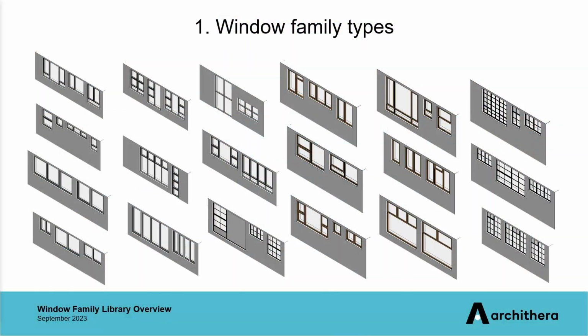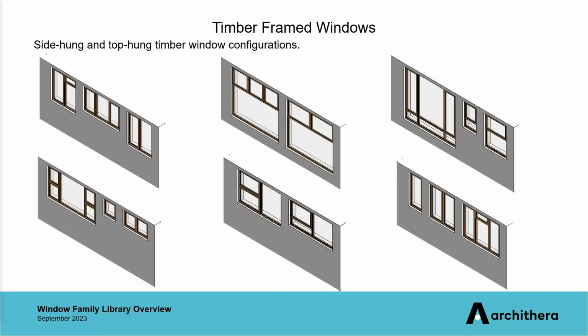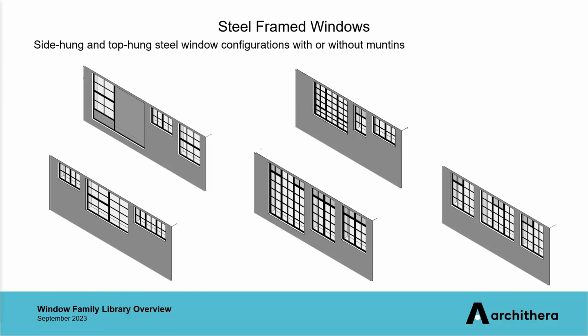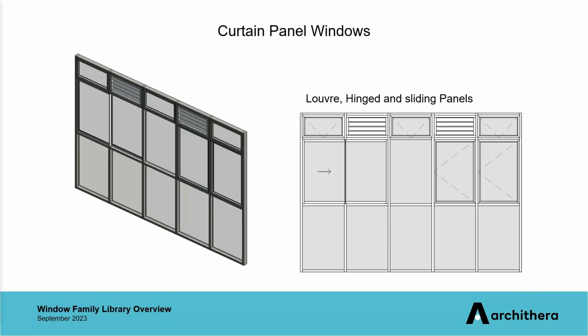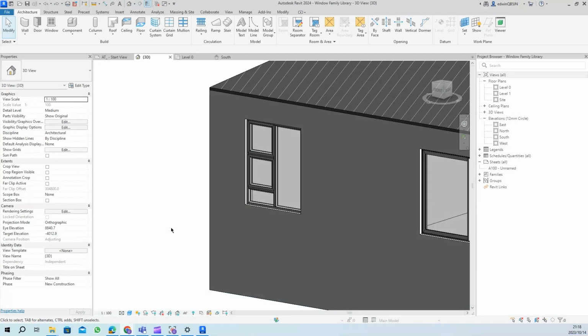Our window families are also fully parametric and highly adaptable to your project requirements. We offer a big range of aluminium framed, timber framed, and steel framed window configurations, which include side hung, top hung, bottom hung, sliding, stacking, and fixed panels. We've also added curtain wall window panels, which will adapt to your curtain wall system. So let's have a look at some of the key features that our window families offer.